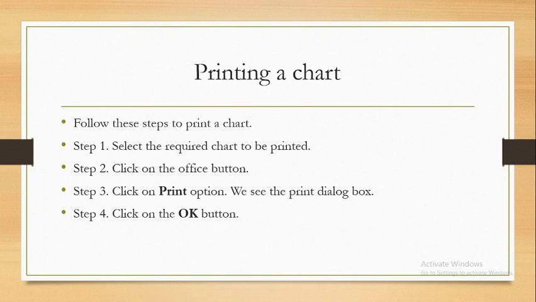Now if you want to take a printout of the chart which you have drawn, you have to follow these steps. First, select the chart, then go to the Office button. This Office button is used in MS Excel 2007, but in the newer version, 2013, we have the File menu. Then click on the Print option. We will see the print dialog box, and then click on the OK button.